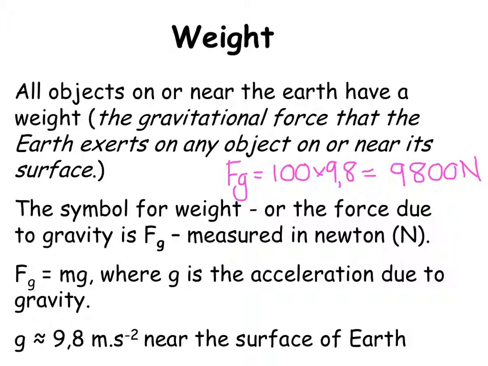So weight and mass are not the same thing. The weight of an object is dependent on the planet which it is near, and 9,8 is for Earth. If you're working on Jupiter, it's about 10 times more. If you're working on the moon, it's about 6 times less. So each different planet has got a different gravitational acceleration. And we looked at this when we were looking at Newton's universal law of gravitation.